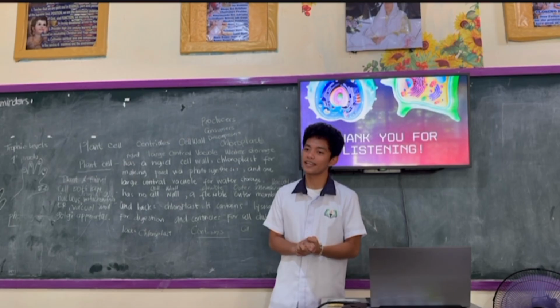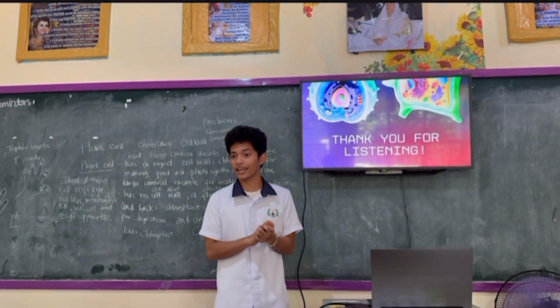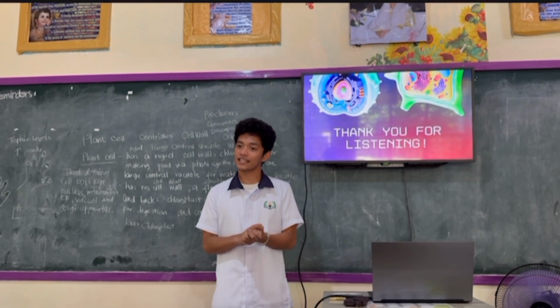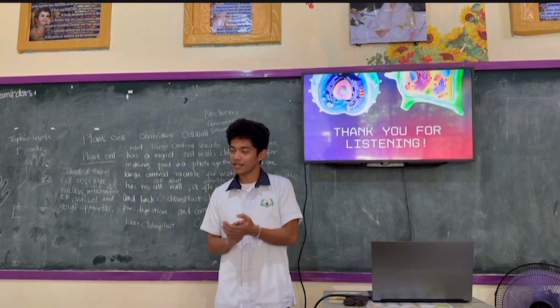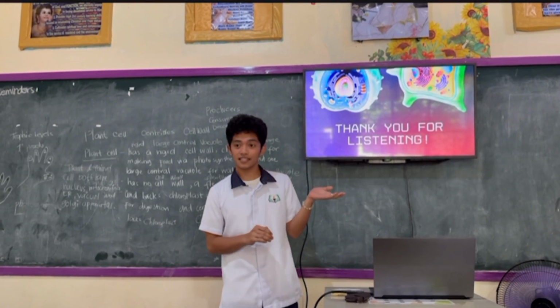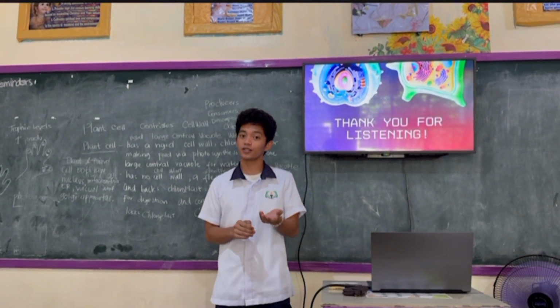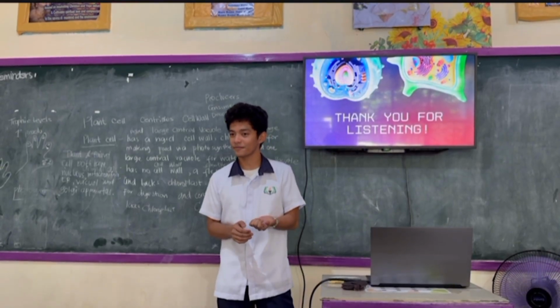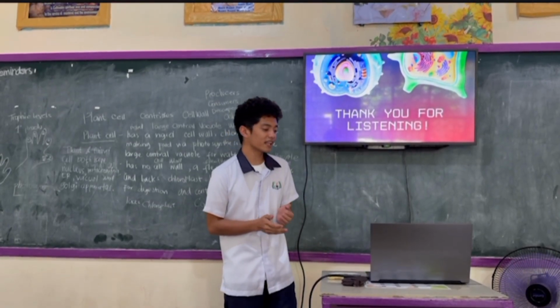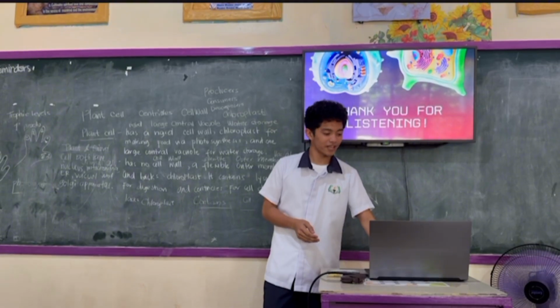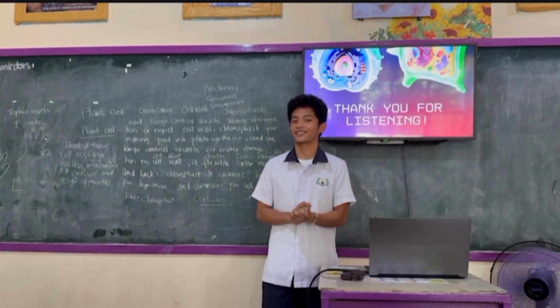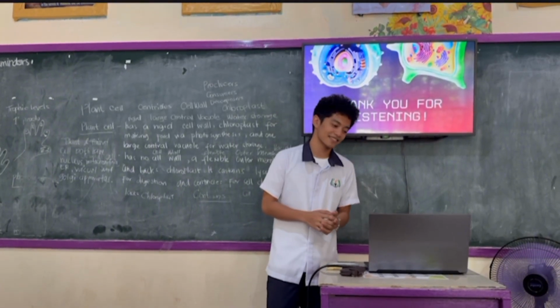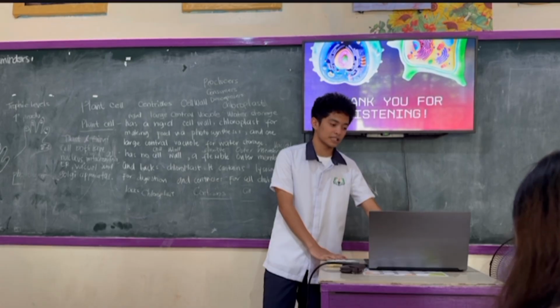So for your assignment, I want you to make a Venn diagram comparing the differences and similarities between the two cells that we've discussed. Put it in your notebook and pass it tomorrow morning. Is that okay? Yes, sir. Very good. So that is all for today, and thank you for your active participation. Class dismissed. Thank you, sir.